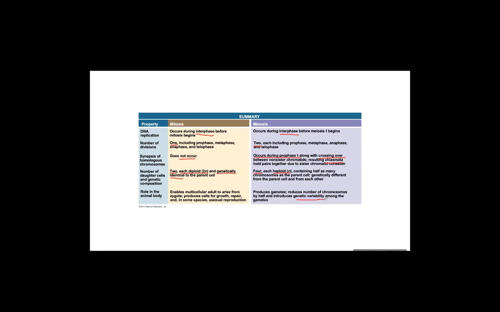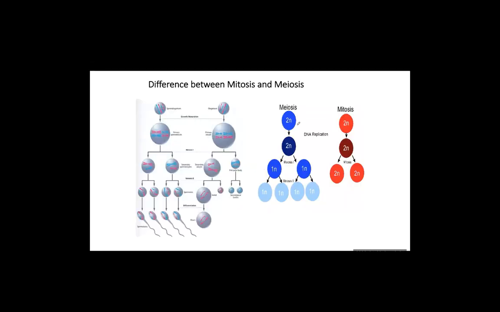One more time, look at the chromosome number. Meiosis starts from diploid 2N, but after meiosis 1, the chromosome number decreases in half. And mitosis maintains the same chromosome number. And actually, this is for making the oocyte, the egg. This is making sperm. And then there are several rounds of cell division that eventually produce oocyte and sperm.